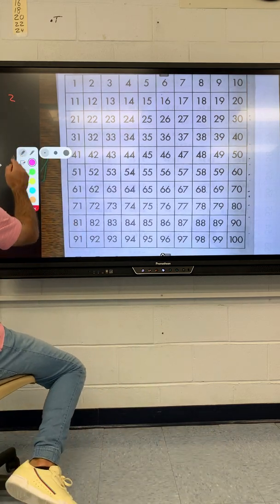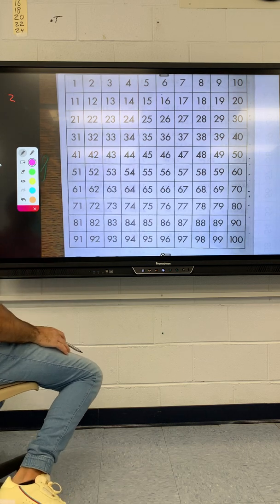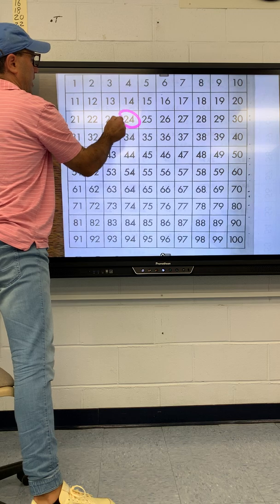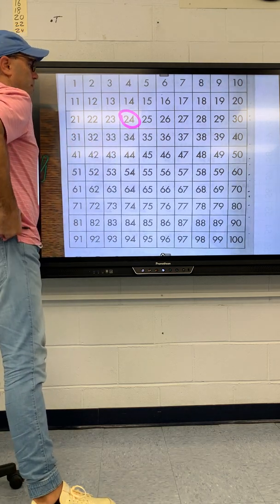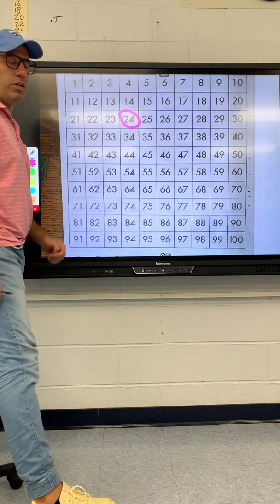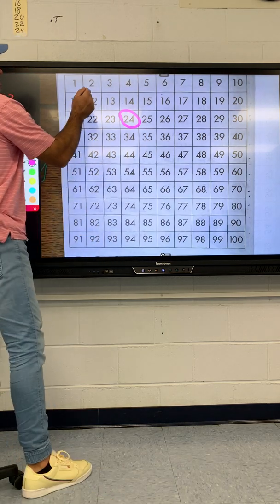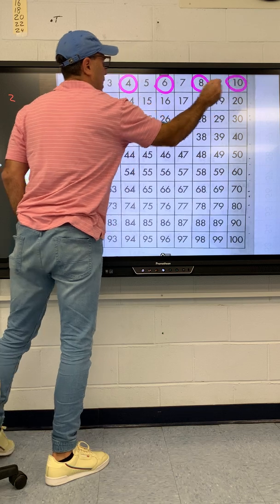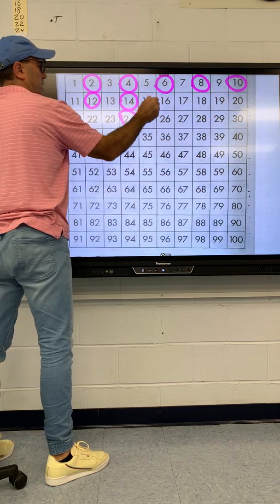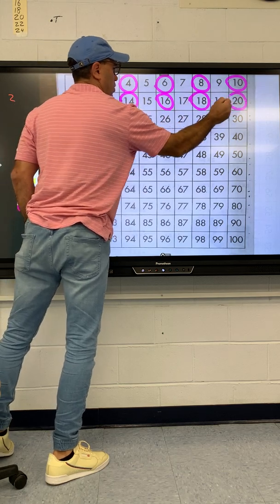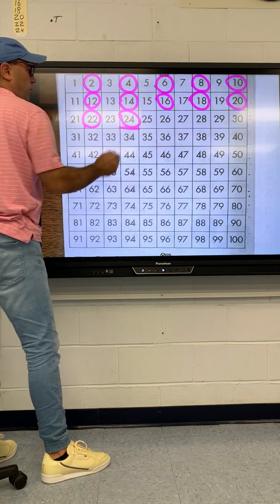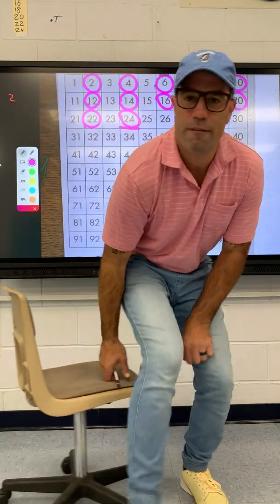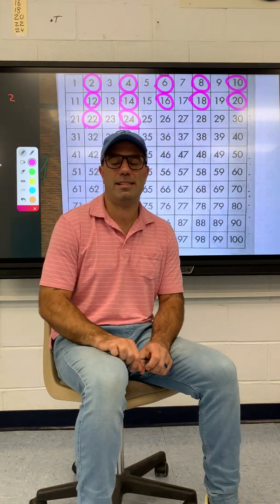We're going to start off with our 2s today. When we're multiplying by 2s, our big number is going to be 24, because 12 times 2 is 24. And in third grade, you have to go up to your 12 times tables. So we're just counting by 2s. Follow along. 2, 4, 6, 8, 10, 12, 14, 16, 18, 20, 22, 24. Say it with me. 2, 4, 6, 8, 10, 12, 14, 16, 18, 20, 22, 24.